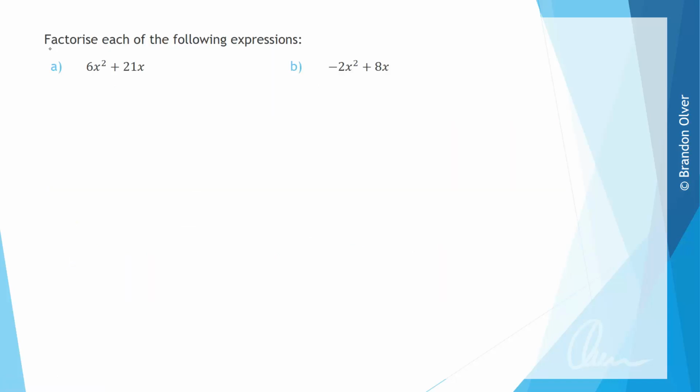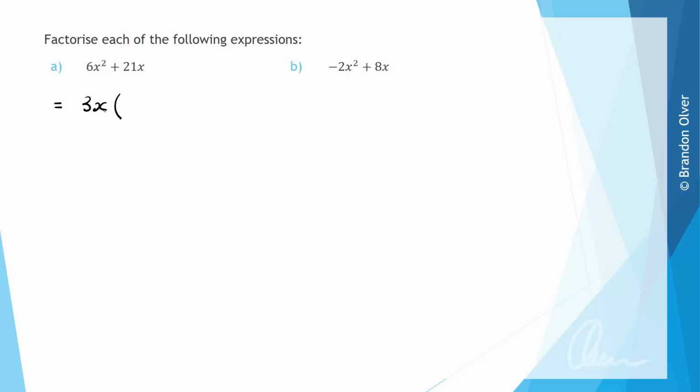So for the following examples, we want to factorize each of the expressions. For part A, we have 6x squared plus 21x, and we can see that there are common factors between those two terms. So 3 goes into 6 and into 21, and we can see there's a factor of x in 6x squared and a factor of x in 21x. That's a really long-winded way of saying that 3x is a highest common factor of those two terms.